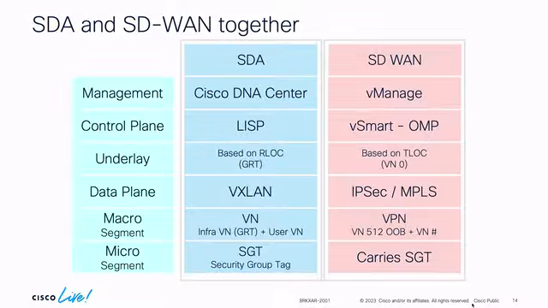We call them routing locators. These are the identifiers of the edge nodes and the border nodes in the control plane. And we call them T-LOC, transport locator, in SD-WAN. So it's the same idea, the same concept behind it: it's about the tunnel sources. And the tunnel in SD-Access is VXLAN. And the tunnel in SD-WAN is IPsec.